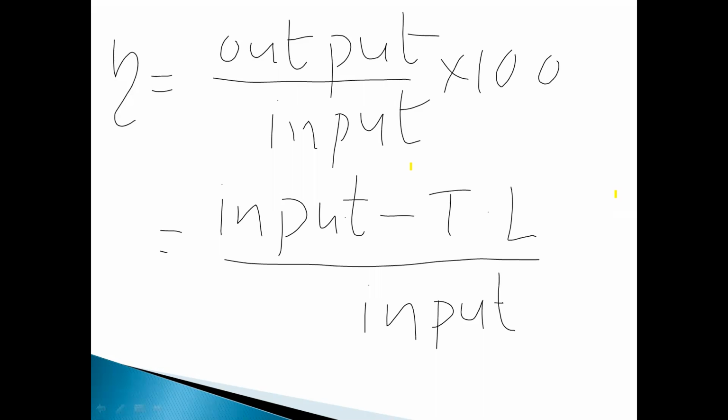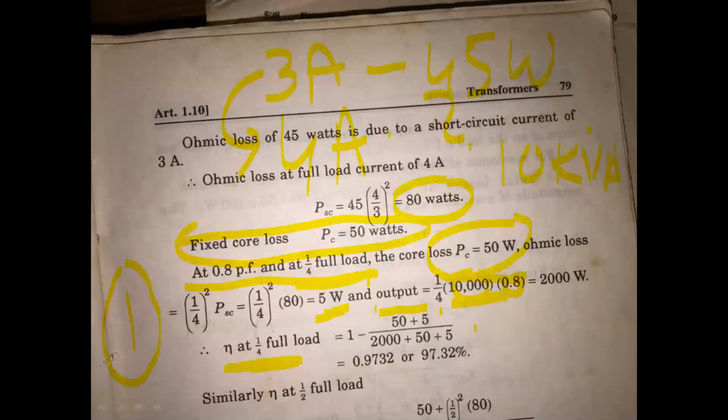Efficiency is input minus total losses divided by input, that is 1 minus total losses by input value. Total losses are core losses plus copper losses. Core loss is 50 watts; it is constant and does not change, because core loss does not depend on load. So 5 watts is the copper loss at 1/4 load.